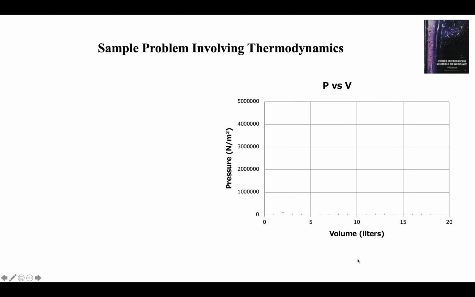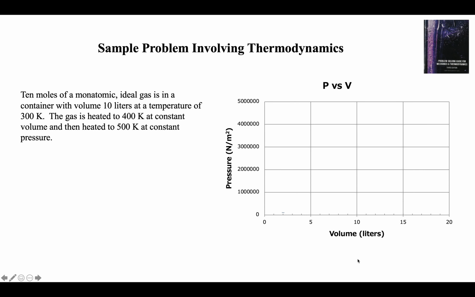Here's a sample problem involving thermodynamics. You should know how to do this for the exam. 10 moles of an ideal monatomic gas are in a container with the volume of 10 liters. The temperature is 300 kelvins. The gas is heated to 400 kelvins at constant volume and then heated to 500 kelvins at constant pressure.